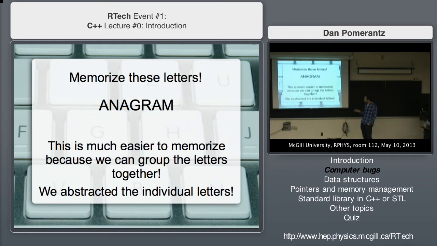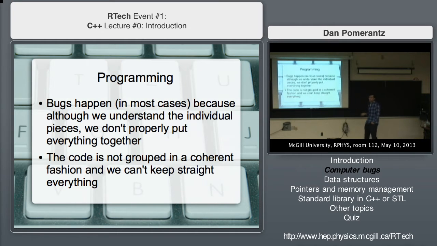So, okay. What does this really have to do with programming? So why do I bring this up? Well, generally, I think the reason bugs happen is that you understand all the little pieces. So if I show you one line of code, usually you can figure out what that one line of code actually does. It's just one line. Maybe it's a complicated line, but you can still figure out what's going on.